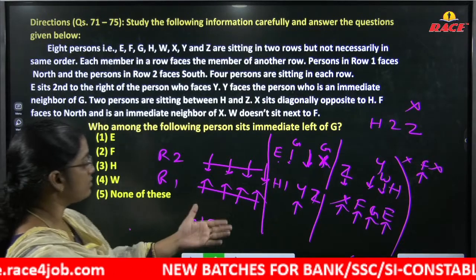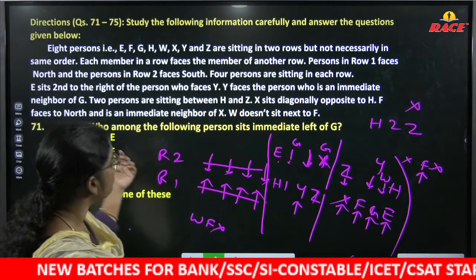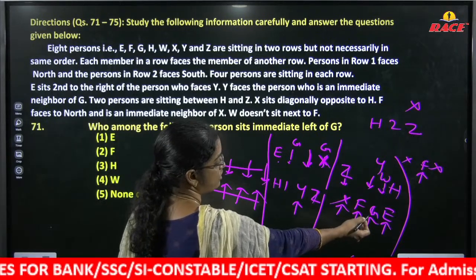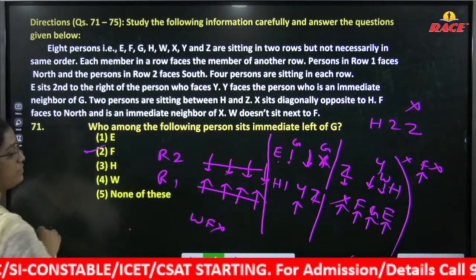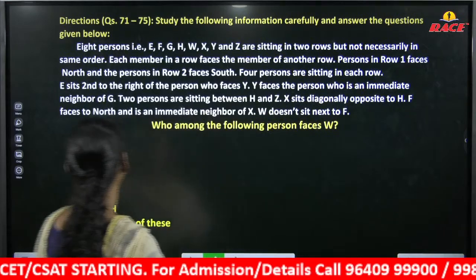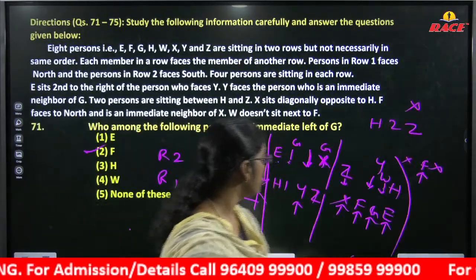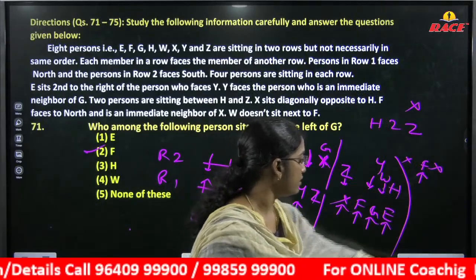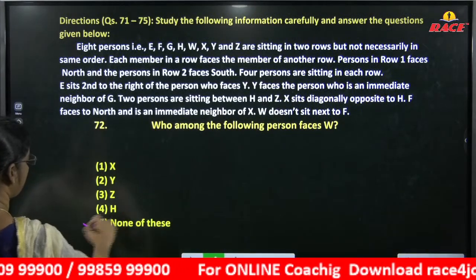Then for that information, they are giving some questions here. Who among the following persons sits immediate left of G? Here G faces north direction, immediate left of G is F. So our answer is F, second option. Then next question: who among the following persons faces W? W faces G. That means our answer is G, so the answer is none of these.